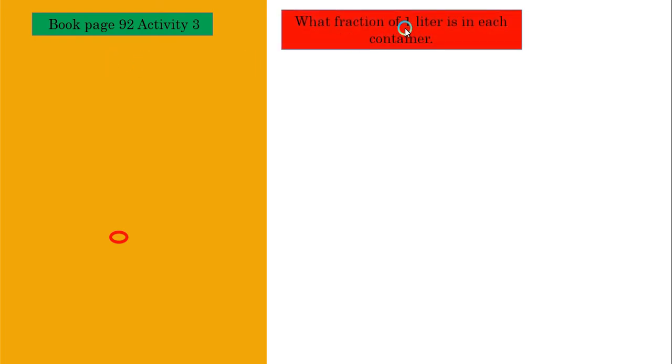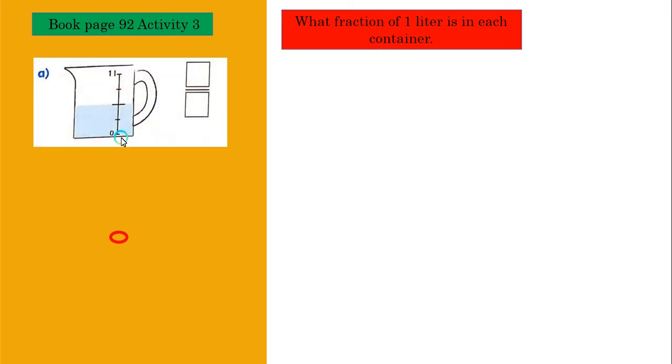Now open your book, page 92, activity 3. What fraction of 1 liter is in each container? Now here we are just going to count the marks here. 1, 2, 3, and 4. So it is 4 parts. And since the line, the level of the water, is here, the answer is 2/4. But what is the simplest form, or equivalent fraction, for 2/4? It's 1/2.